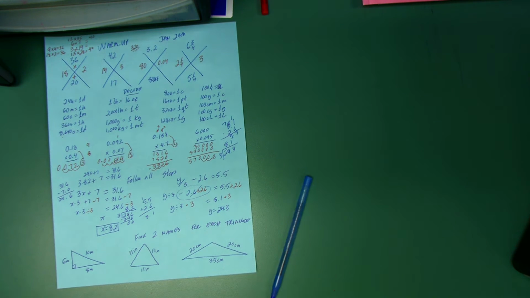All right, last three questions, 2 parts each. You need to find 2 names for each triangle, and George cannot be one of the names. Yeah, good dad joke, huh?